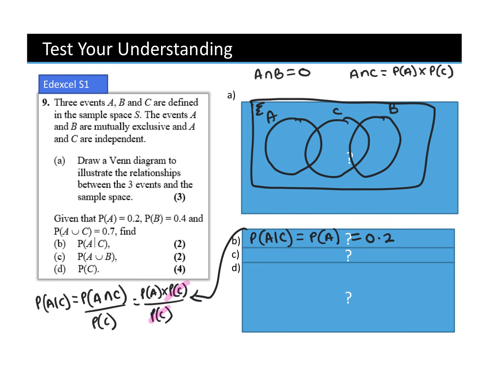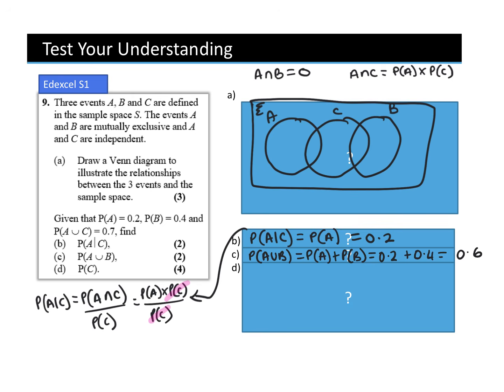For part C, it wants the probability of A union B. Now, we know A and B are mutually exclusive, so the probability of A union B is given by the formula, the probability of A plus the probability of B. It tells us A is 0.2 and it tells us B is 0.4. When we add them together, we get 0.6. Again, if you don't know that rule, you need to write that down.